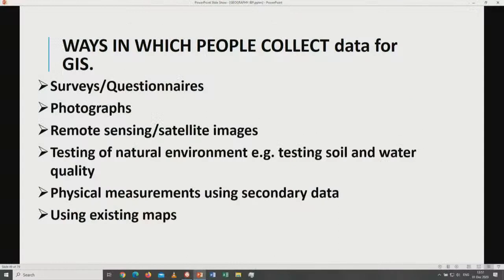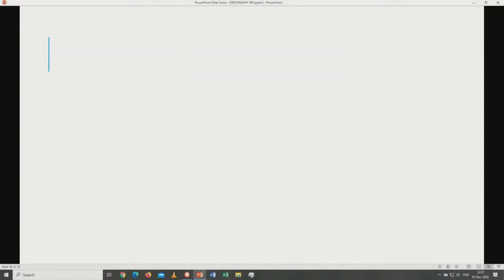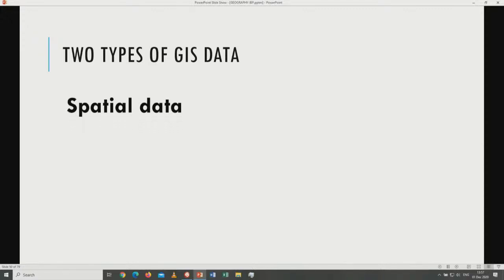And now let's go back to the presentation and see. So now we collect the data, I have said. What type of data do we collect in GIS? We collect two types of data, grade 12. We collect the spatial data, and then we collect the attribute data. Those are the two types of data that we collect in GIS.